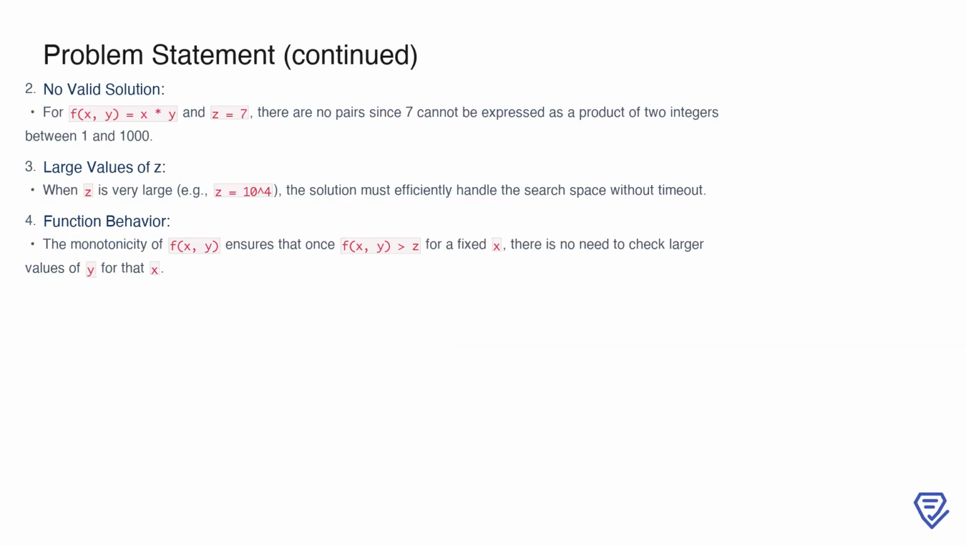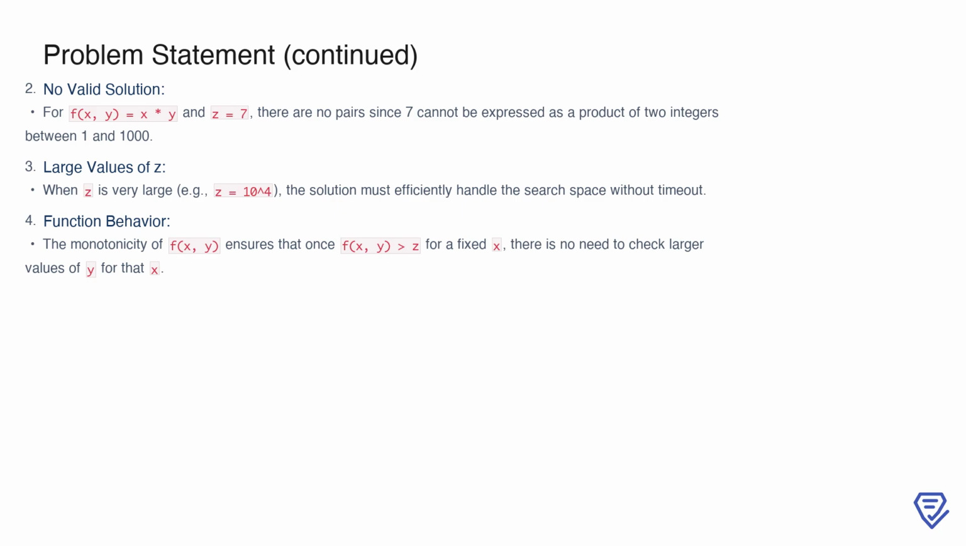Finally, let's discuss some edge cases. First, consider the smallest possible input values. For example, if z equals 1 and f(x, y) equals x plus y, there is no valid pair, since the smallest possible sum is 1 plus 1 equals 2. Another edge case is when there are no valid solutions. For instance, if f(x, y) equals x times y and z equals 7, no pairs exist because 7 cannot be expressed as the product of two integers between 1 and 1000.